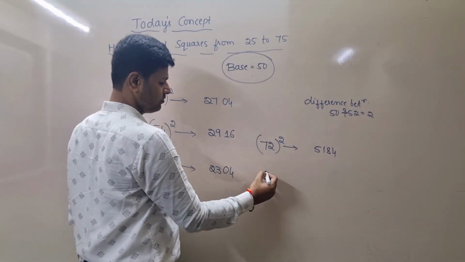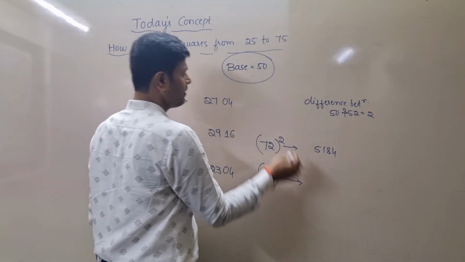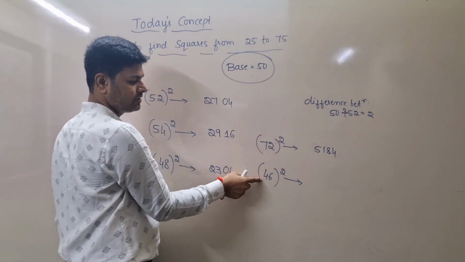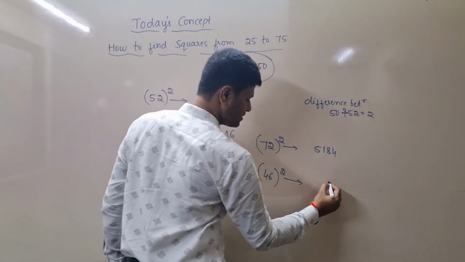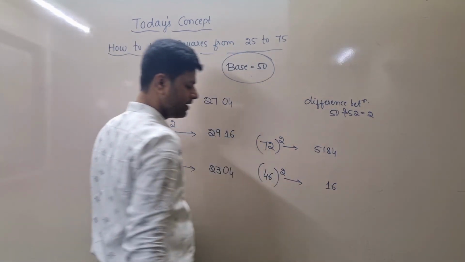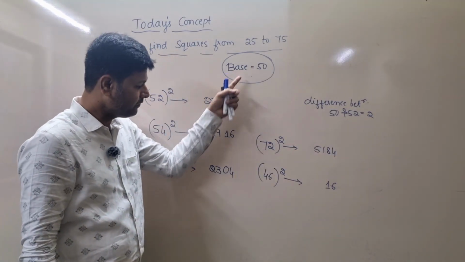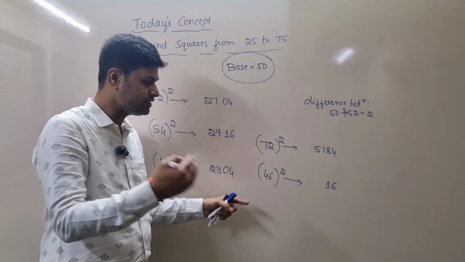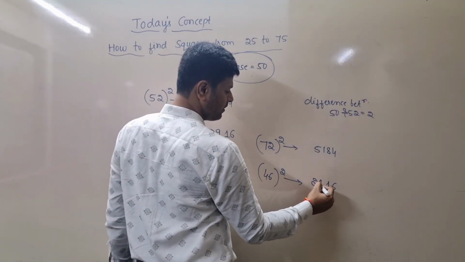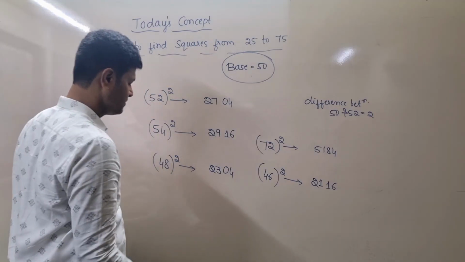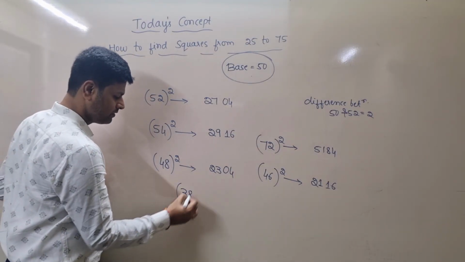Next, suppose I am talking about 46 square. Compared to 50, 46 is 4 less. So 4 square is 16. Now compared to 50, 46 is 4 less, so this 4 you have to subtract from 25. So 25 minus 4 is how much? 21.